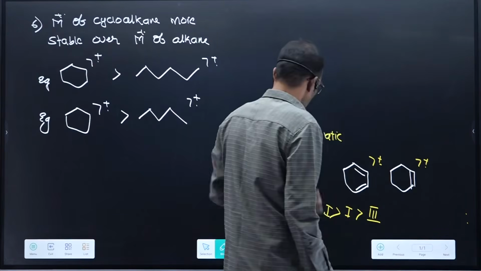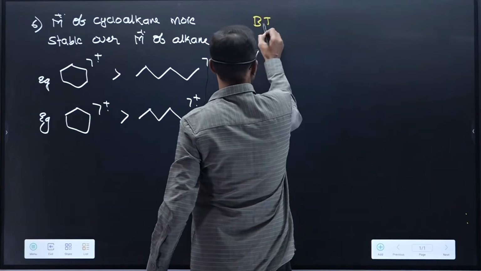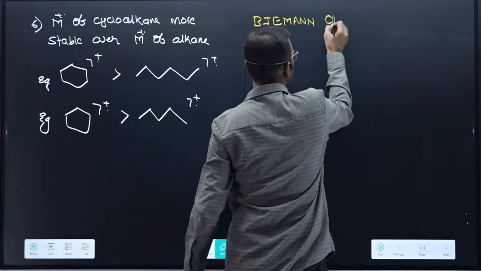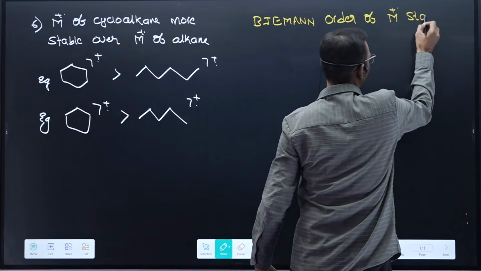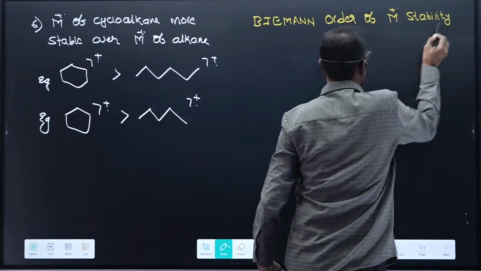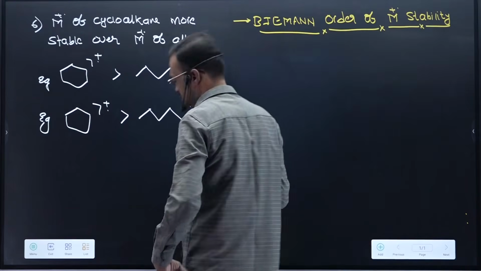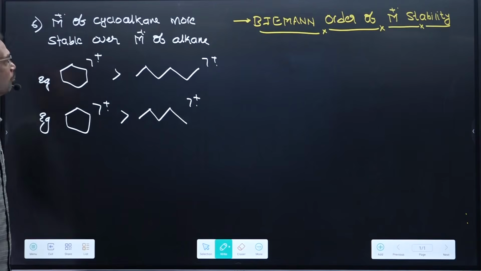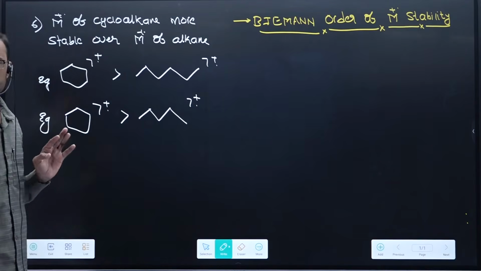Clear? So that is about molecular ion stability. Variable factors I explained. So this is the Beynon order of molecular ion stability. This order you need to remember. It is given in your textbooks with a proper order. Molecular ion stability follows Beynon, proposed by Sir Beynon. That's why it is called Beynon molecular ion stability. Mostly we are following this Beynon order only.